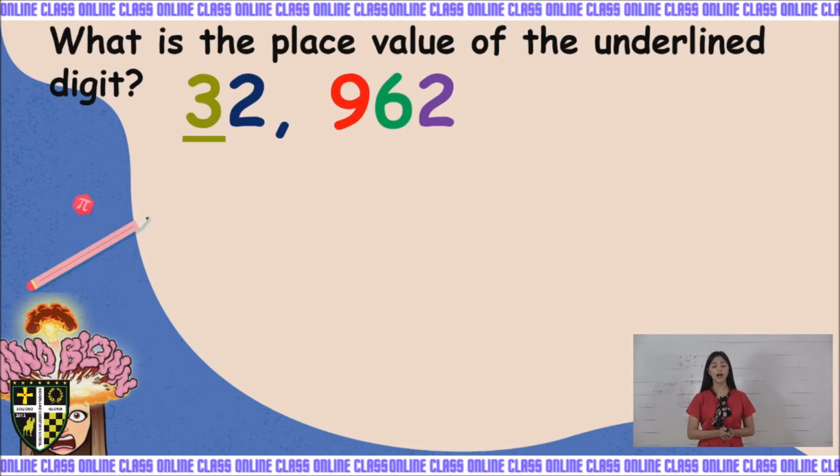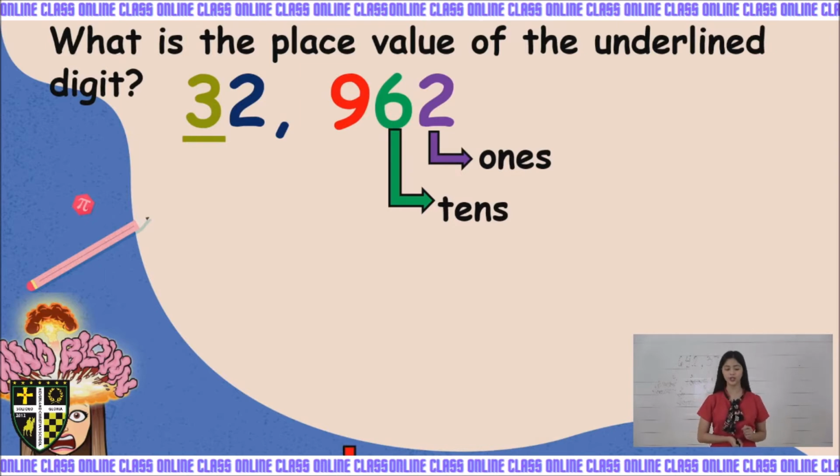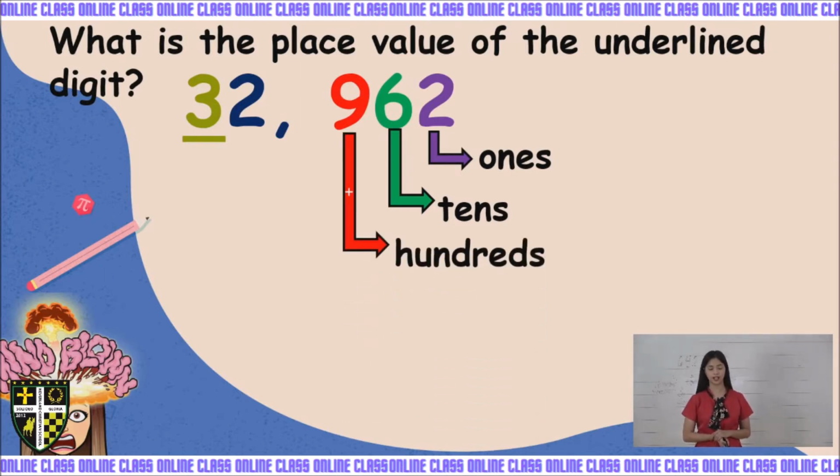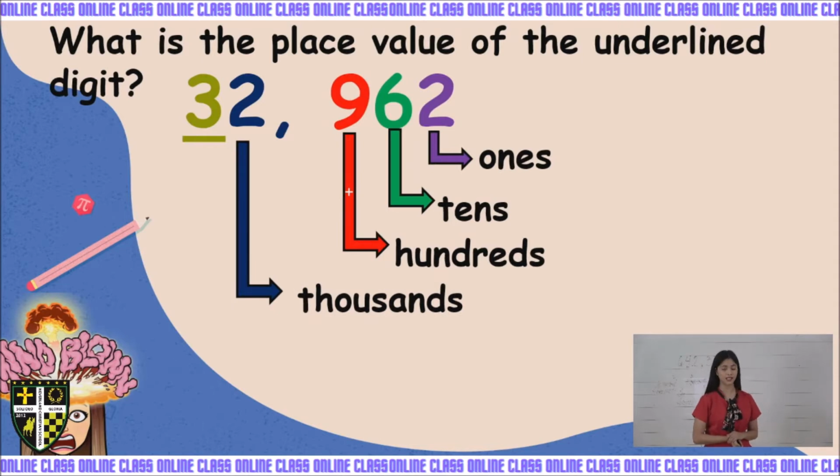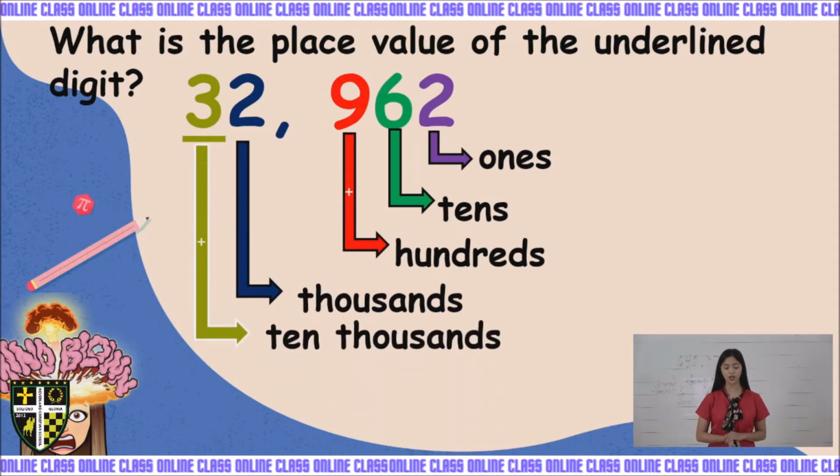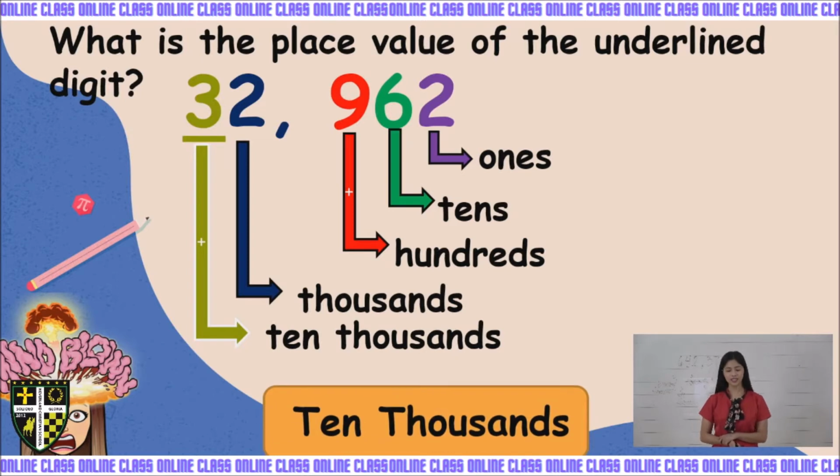Next one. What is the place value of the underlined digit? 32,962. So let's start from the right side. The first digit is 2, which belongs to ones place value. The digit 6 for tens place value. And the digit 9 for the hundreds place value. Digit 2 for the thousands place value. And digit 3 for the 10,000s place value. Now, can you determine the place value of the underlined digit? Very good. It is on the 10,000s place value.